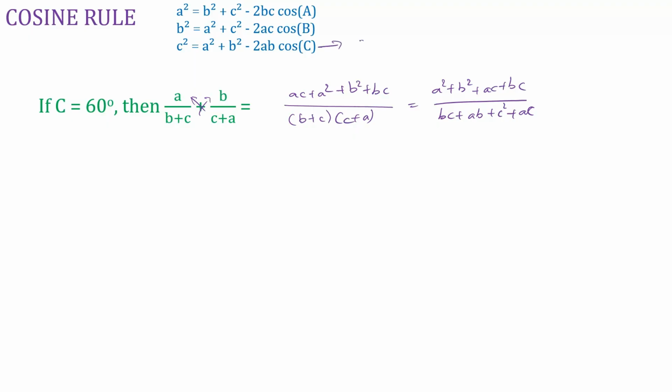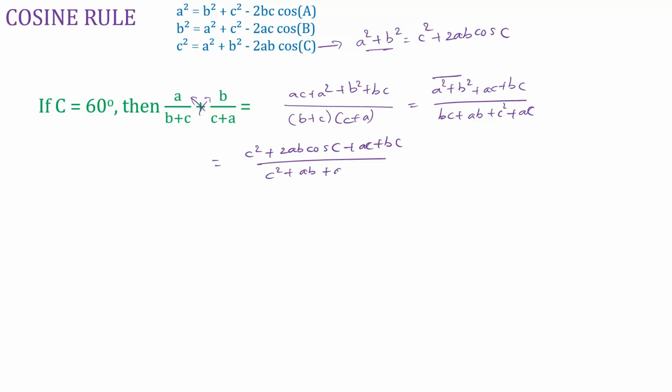From this equation, we can write A square plus B square is equal to C square plus 2AB cos C. We'll substitute this A square plus B square formula here. So then it will become C square plus 2AB cos C plus AC plus BC upon the denominator part, that is C square plus AB plus AC plus BC. I have just arranged the terms.